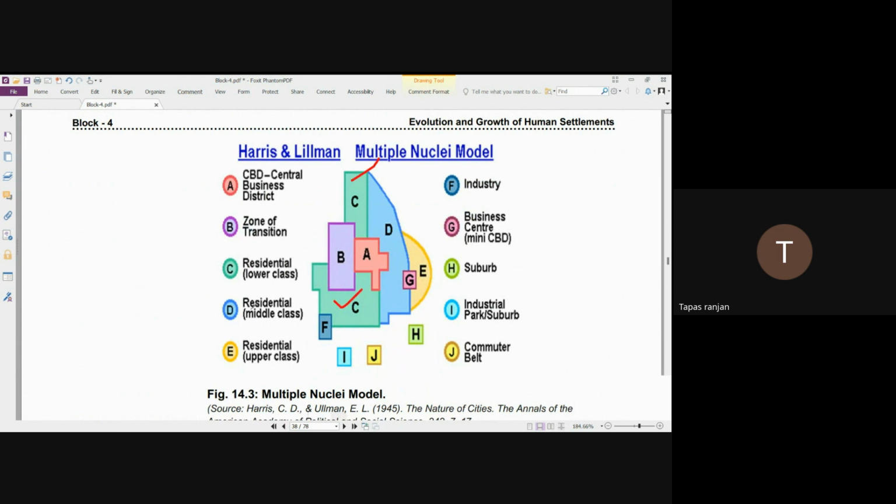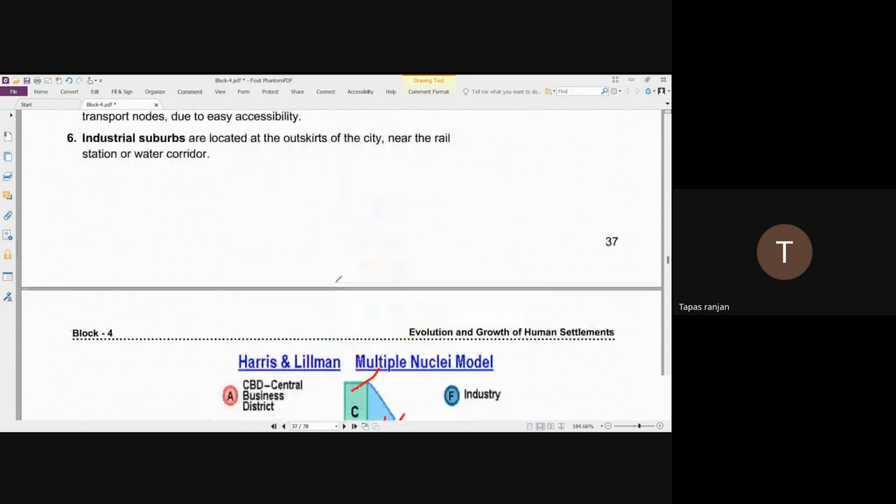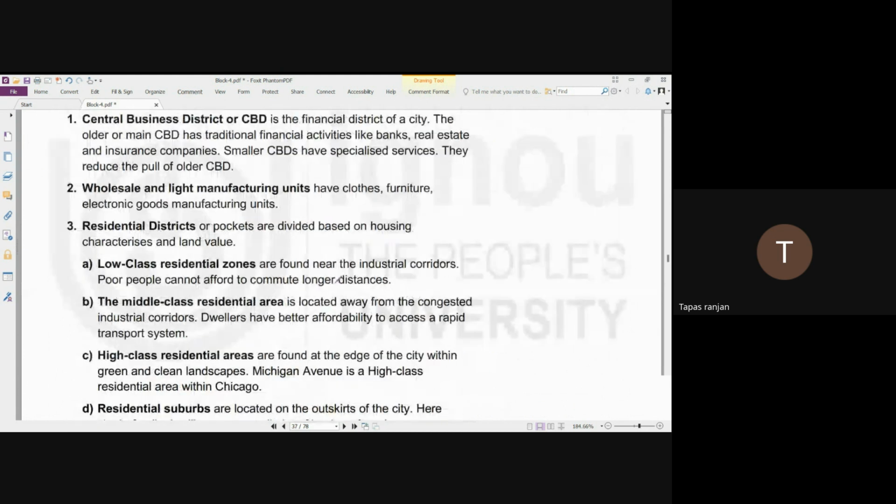You have middle class residential areas, which are basically bordering the CBD region and the zone of transition. Okay, so basically the upper class residential zones are towards areas which are not nearby the CBD of the urban place.